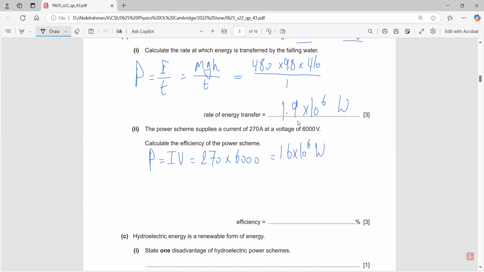To find the efficiency, efficiency equals useful output over total input. Which of these would be the useful output? Again, the useful output has to be the smaller number. The smaller value would be 1.6 times 10 to the power of 6 over 1.9 times 10 to the power of 6. If you want to find it in percentage, you can multiply by 100. What's 1.6 divided by 1.9? This is around 84%.